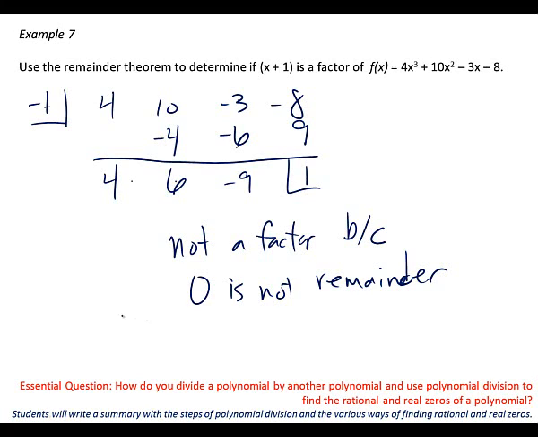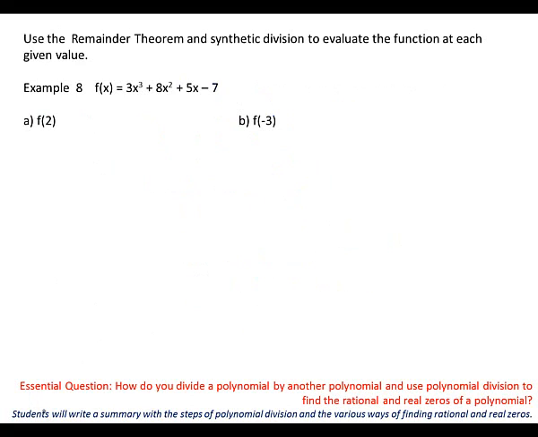So, let's take a look at this next one. Instructions are different again. It says, use the remainder theorem in synthetic division to evaluate the function at each given value. Okay? So, I want you to believe that this works. Really quickly, use your calculator. I want you to plug 2 into that function and get an answer. You're going to tell me what that answer is here in a second.